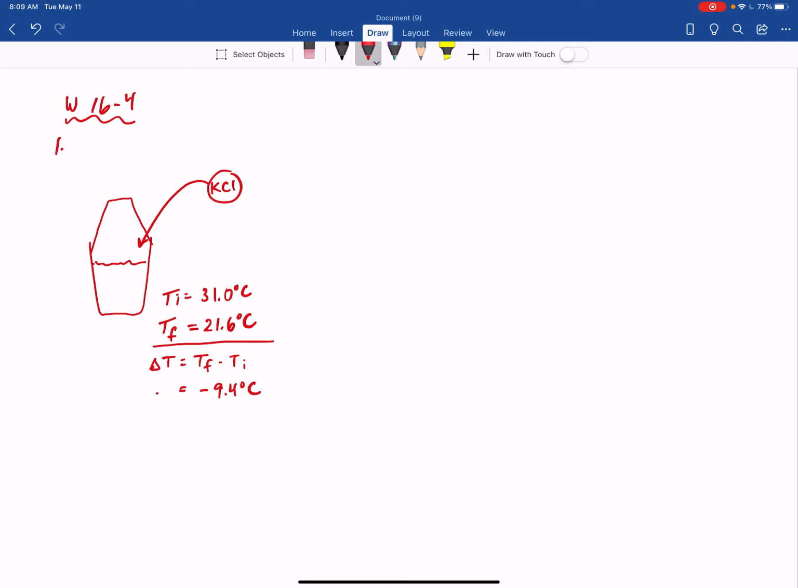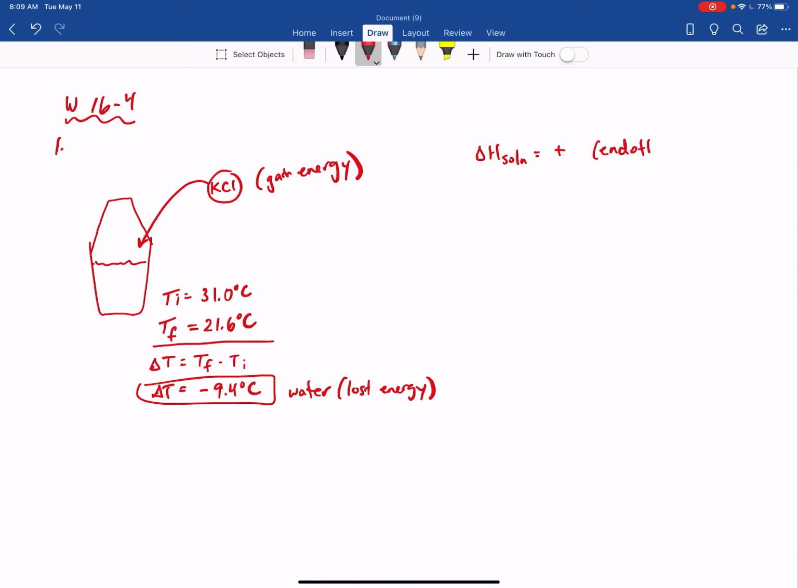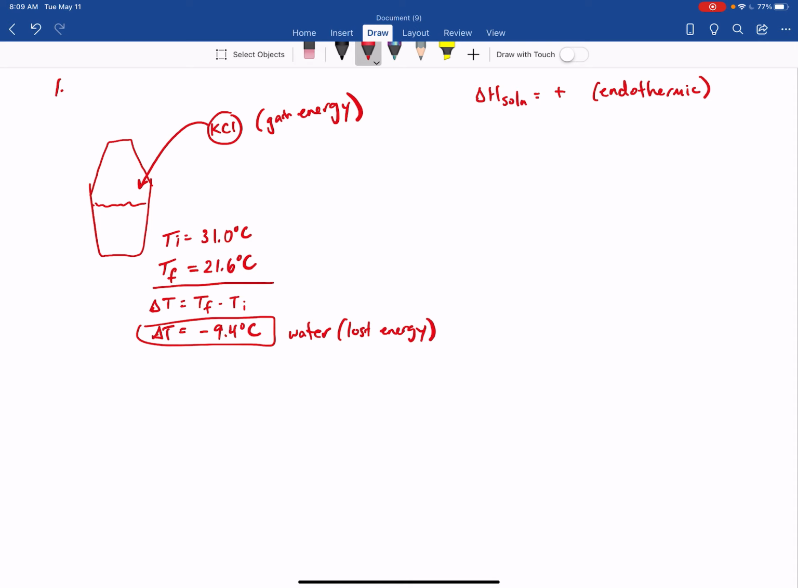So what does this tell us? This is the temperature change of the water, which means the water lost energy. And if water loses energy, that means the substance must gain energy. So the enthalpy of solution, because it's dissolving, for potassium chloride is going to be a positive value, because it's absorbed that energy. Now all that's left to do is the math. If the water loses energy, the potassium chloride must be gaining it.